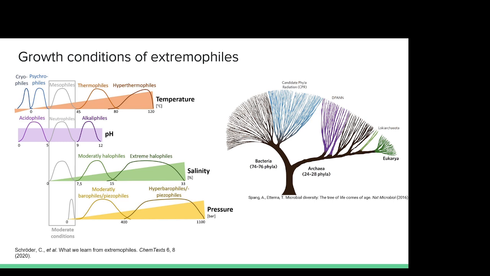In these mesophile ecosystems, where temperature is around 37, let's say, neutral pH.